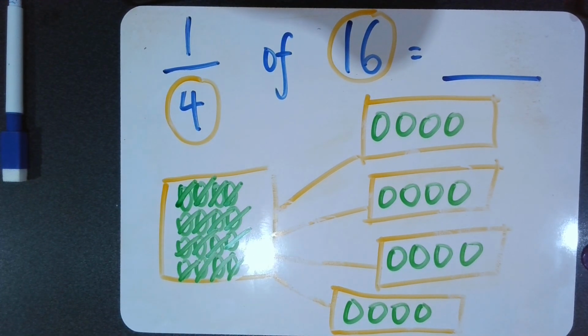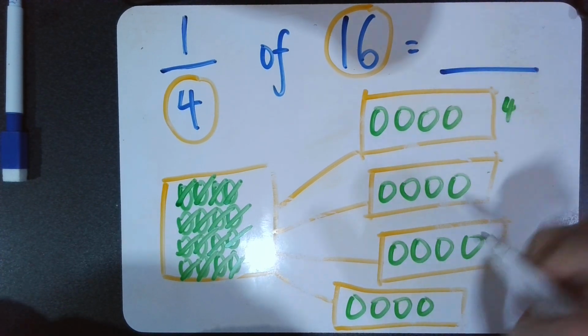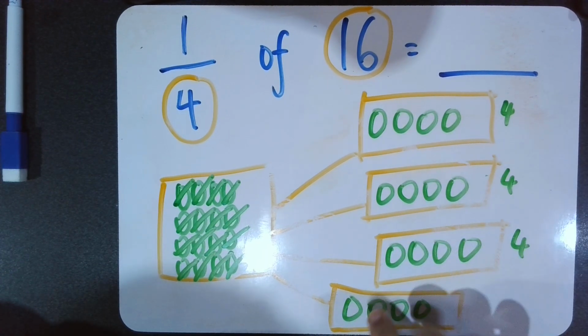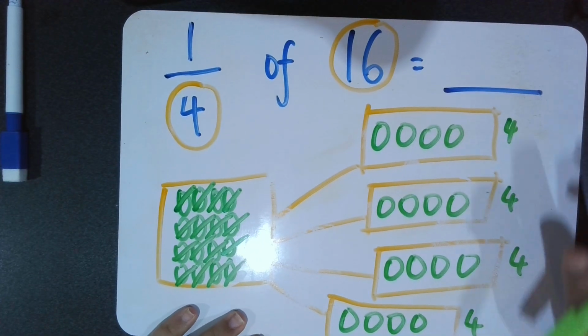All done. I need to check that each part's got the same amount in there. Let's check it. 1, 2, 3, 4. 1, 2, 3, 4. 1, 2, 3, 4. 1, 2, 3, 4. Yes. Last step, I now need to add it back in.